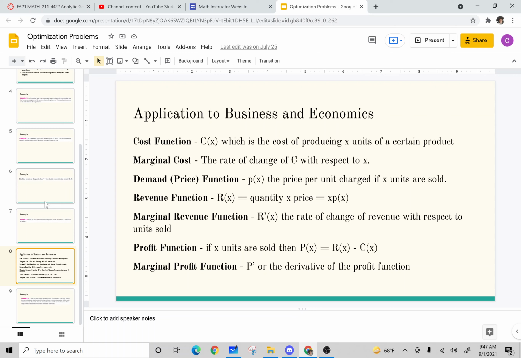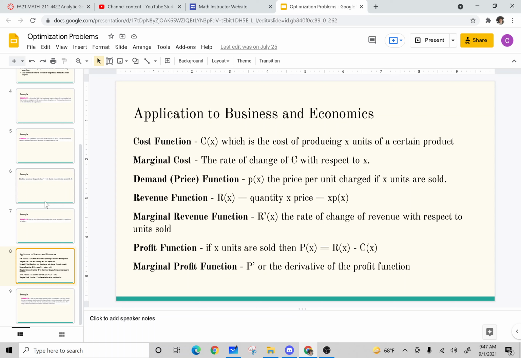Revenue function, which is R of X, is equal to the quantity X times the price, so X times P of X. So you take the demand function times the number of things you're selling, the quantity. Then we've got the marginal revenue function, which is big R prime, which is the rate of change with respect to units sold. The profit function, which if X units are sold, then P of X is equal to R of X minus C of X. And P prime, or the derivative of the profit function.